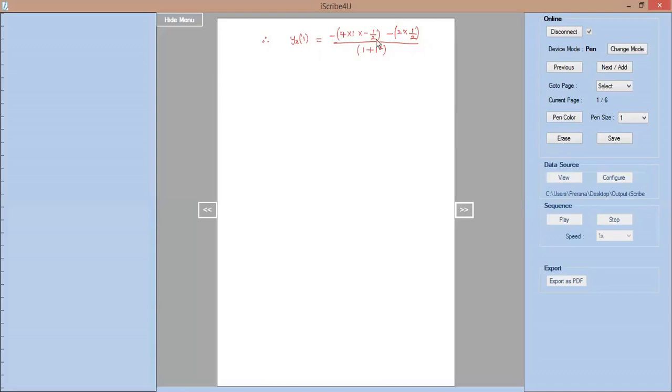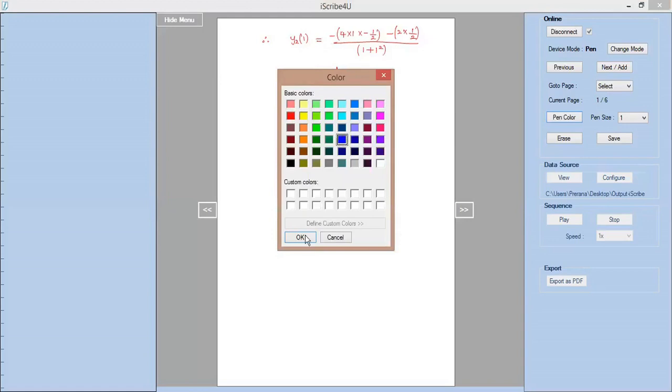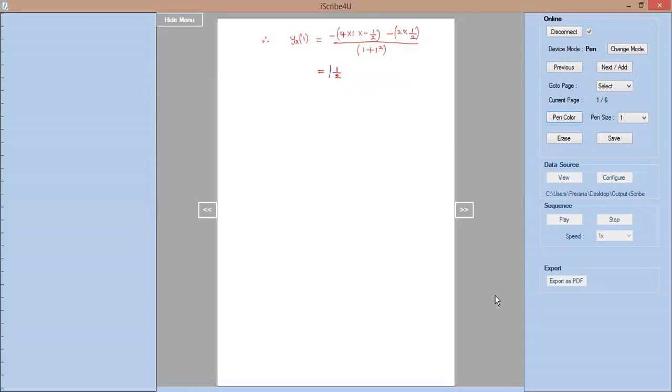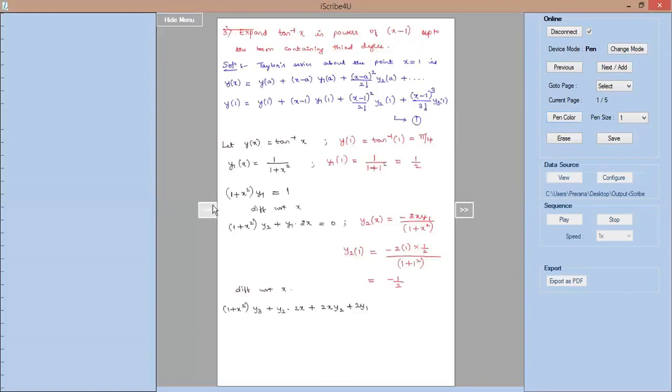Now let us simplify this. We have the 2 ones, the 2 twos, and this is plus 2 and minus 1. 2 minus 1 is 1. So are we getting 1 by 2? Correct, no? So we obtain 1 by 2 at this stage here. So these are our required values of the differentials at the given point x is equal to 1.